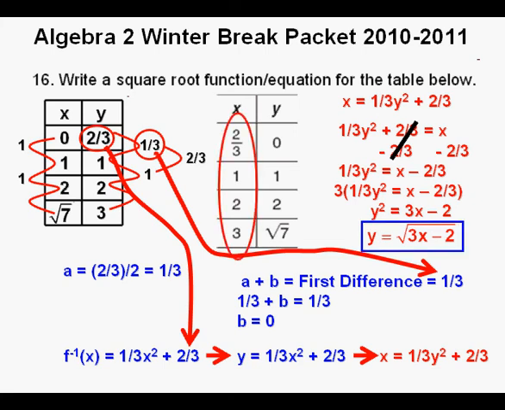Without a calculator, we can plug in these numbers from the table and see that it's a correct equation. And this equation, y equals the square root of quantity 3x minus 2, now boxed in, is my final answer. I'm hoping that Mr. Becksmith might be able to show me an easier way to do this one.